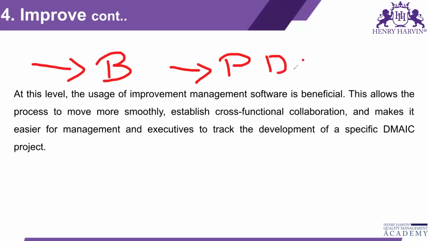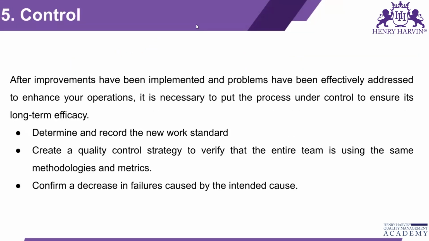So what other tools are used at the improve stage? Yes, brainstorming, PDCA, correct? Plan, do, check. So these are the tools used under the improve phase. And the last one, kindly continue, control.